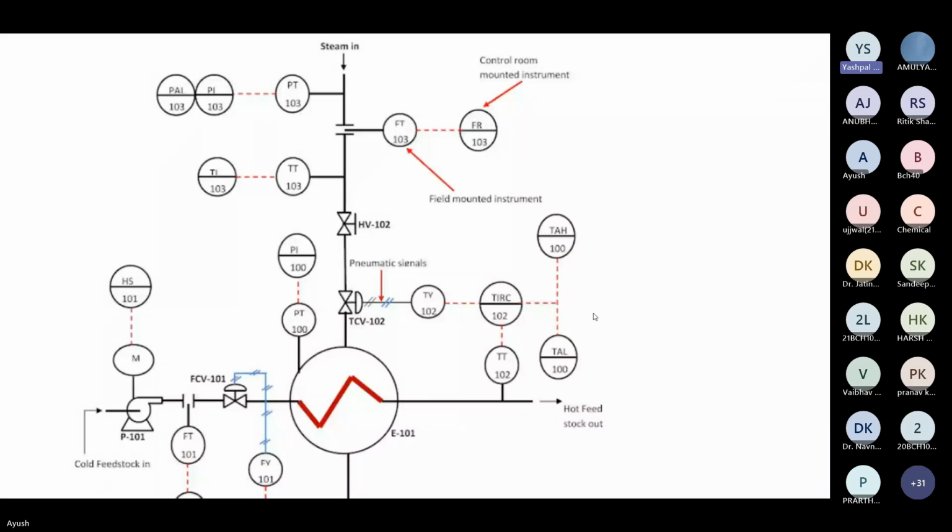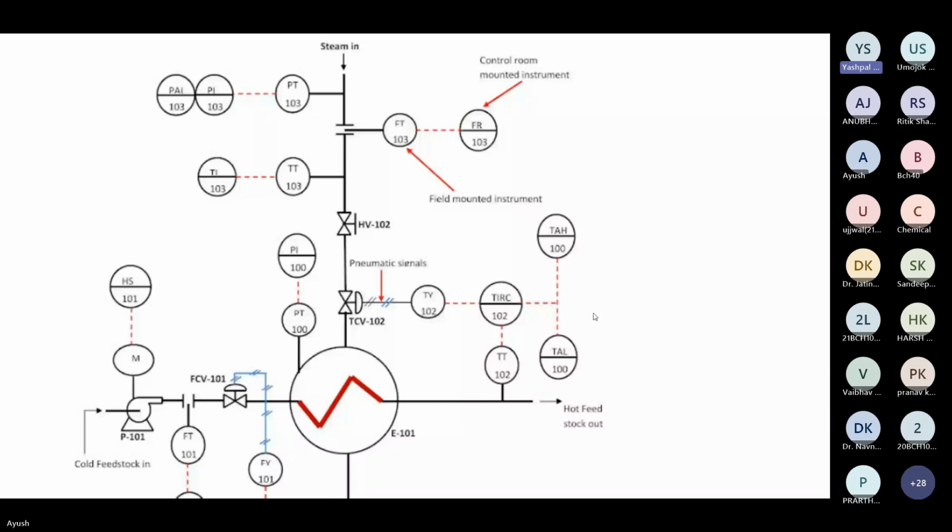Similarly, if you see TIRC 102, which is again connected with a dotted line to TAH 100 and TAL 100. This means that TAH means temperature alarm high. The high set point we normally mention through cause and effect, and we can find it there. TAL means temperature alarm low. So for this particular controller, high and low values are also defined. Based on that, this will operate. In case of a high value, the alarm will come and actions will also be taken side by side.